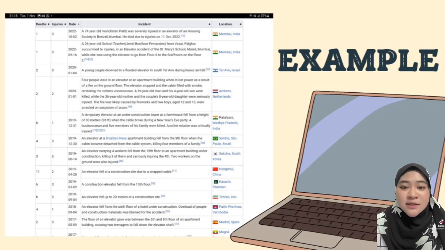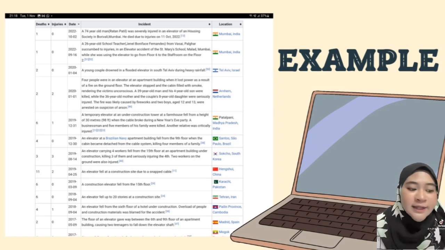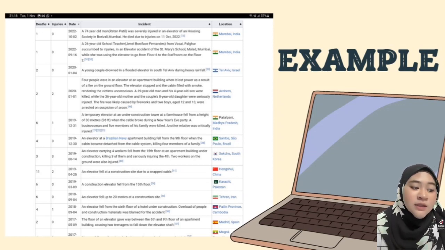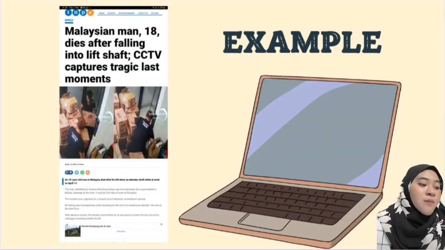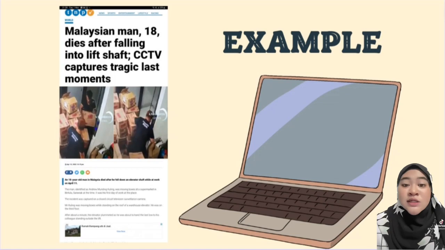As we can see here, most countries have problems with elevators. Recently, in Mumbai, India, a 47-year-old man was severely injured in an elevator of a housing structure in Bevere, Mumbai. He died due to his injuries on 11 October 2022. In Malaysia, an 18-year-old Malaysian man died after falling into a lift shaft. CCTV caught the tragic last moments.